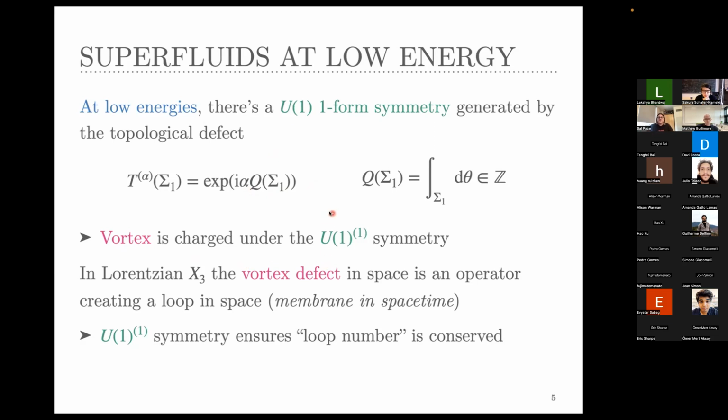Okay. Now, this is a Euclidean point of view. If we were to go to Lorentzian spacetime, and we looked at the vortex defect in a time slice, then it would be an operator acting on the Hilbert space, right? And what it'll do is it would create a loop in space, which would then form a membrane in spacetime, right? And the fact you have this U(1) one-form symmetry ensures that this loop number is a conserved quantity. Okay.